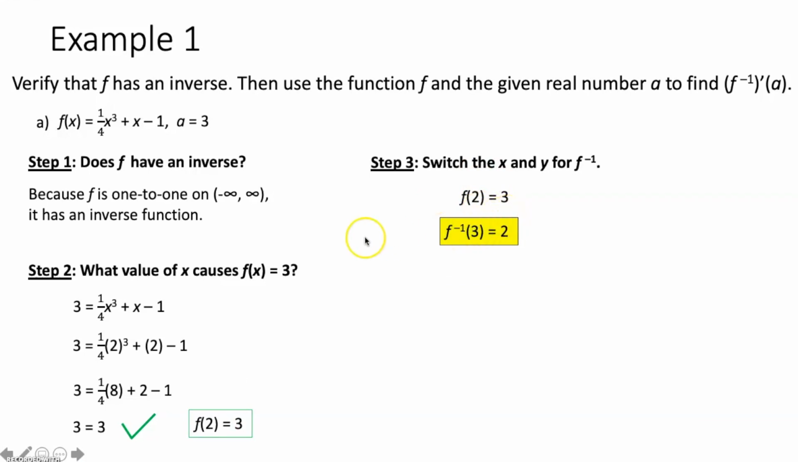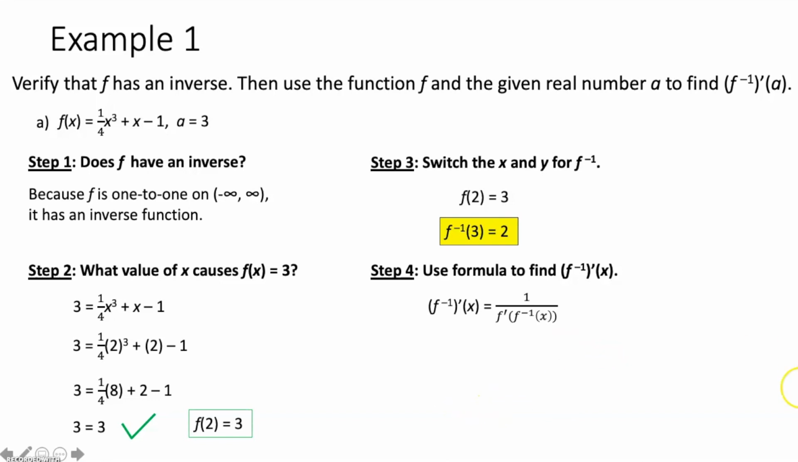So again, I figured out what value of x causes my function to equal this a value. Because in step 3, I could switch those and get what f inverse of my a value is equal to. Why does that help? Because in step 4, we're going to use the formula for the derivative of the inverse, which is 1 over f prime of f inverse of x. And in this case, we are finding f inverse prime of 3. So f inverse prime of 3, that means I'm going to plug in 3 here and here.